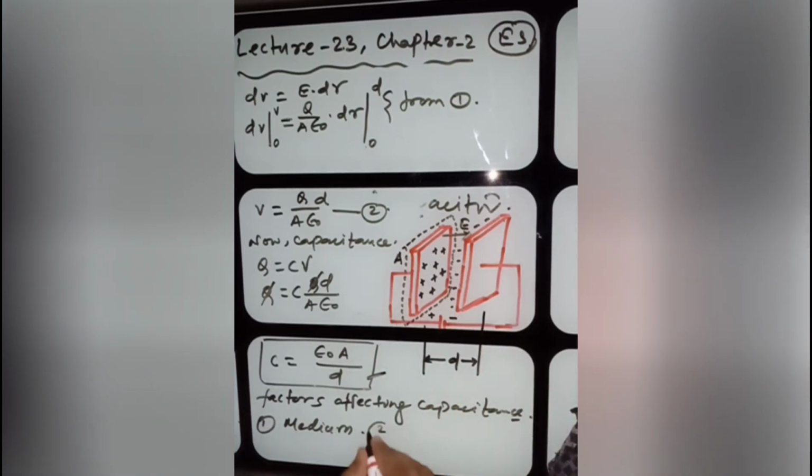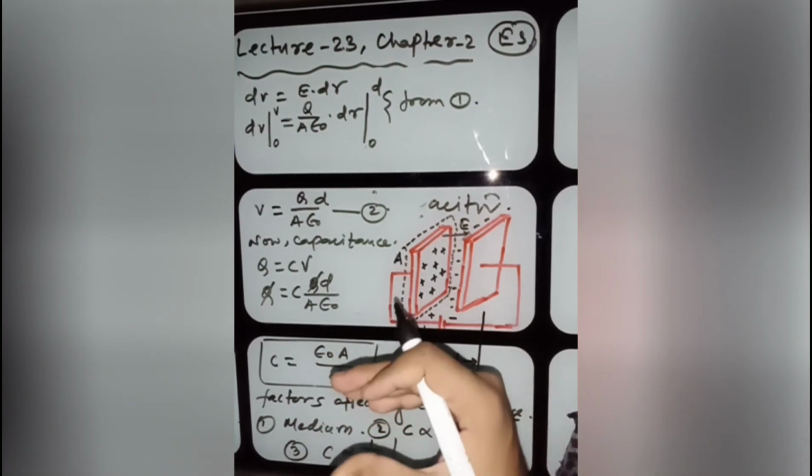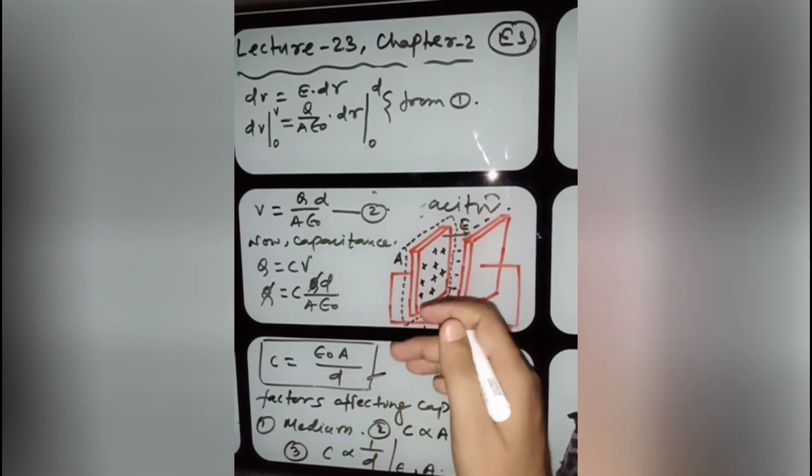We will study the second one. The second one is the area. So C, you can see here, is directly proportional to area, when epsilon naught is already constant, and d is constant. Now the third one, C is inversely proportional to d, when epsilon, that is the medium, and area are constant. So in this way, the capacitance of a parallel plate capacitor is affected by the different quantities.